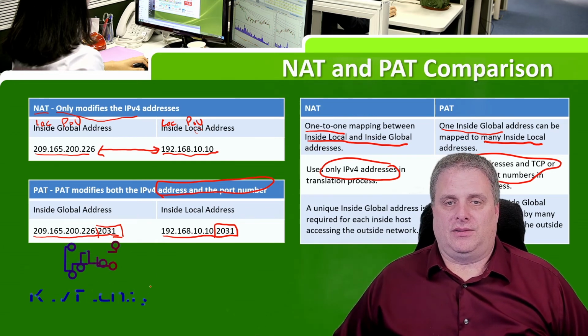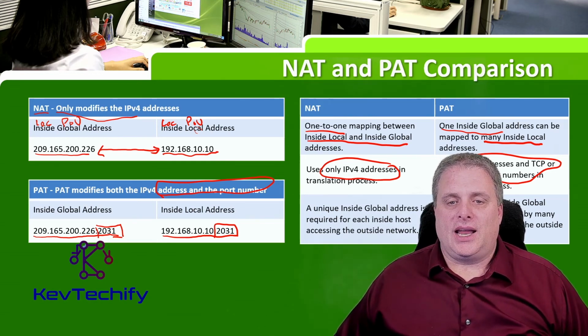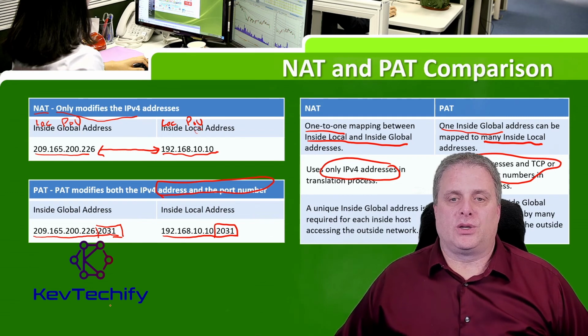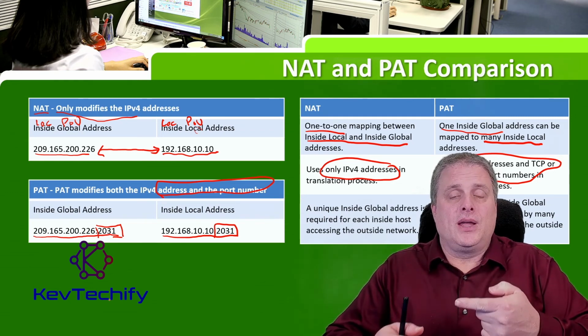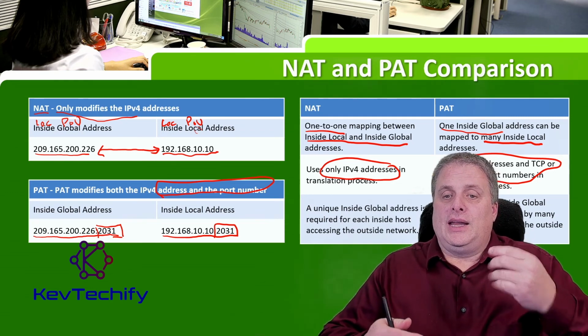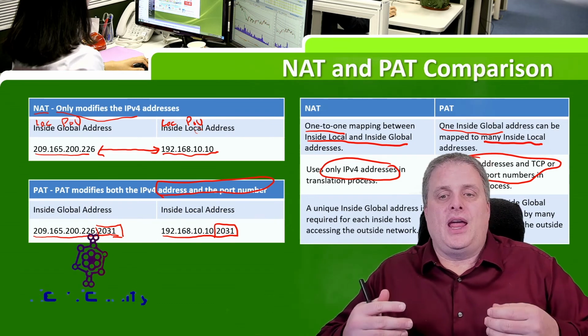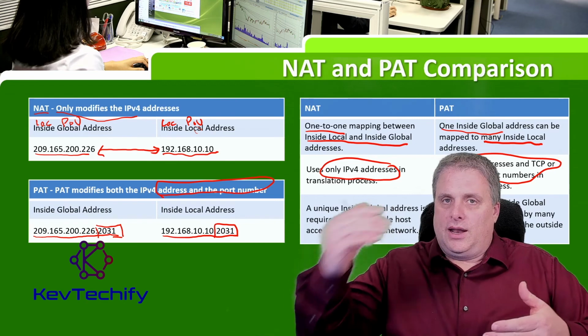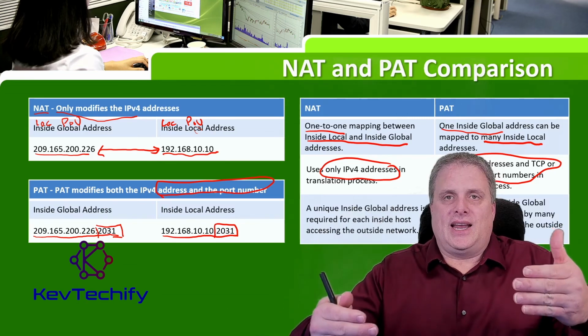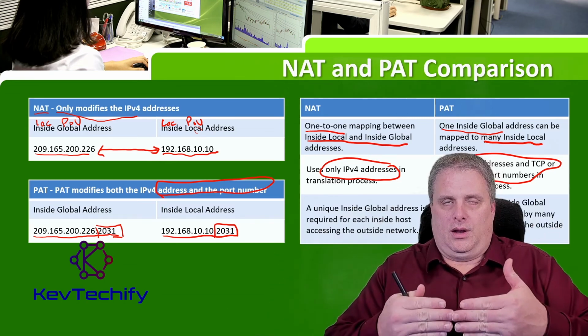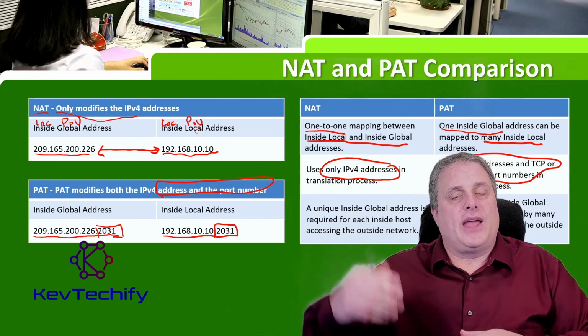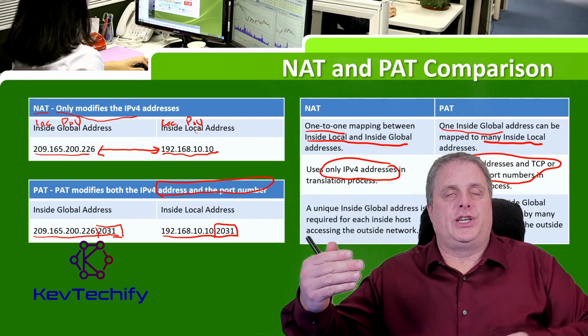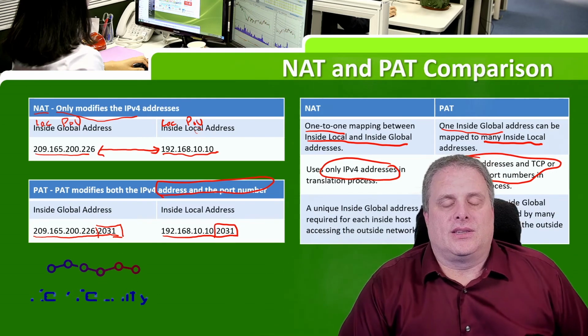And finally, for NAT, the inside address required for each inside host accessing the network must be unique. And so because of that one-to-one mapping, for every inside global address, you need to have an outside address. And so an outside address needs to map to that inside address. It's that one-to-one. Whereas on PAT, you can have that one address and it'll be shared by many devices on the inside of your network.